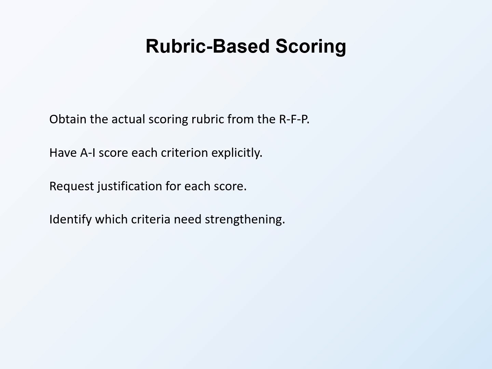This rubric-based approach ensures your red team review focuses on what actually matters for scoring. If a criterion is worth 30 points and your proposal is weak on it, that is a higher priority fix than a minor issue in a 5-point criterion. Rubric scoring helps you prioritize improvement efforts.